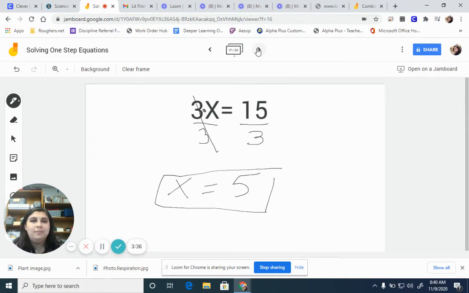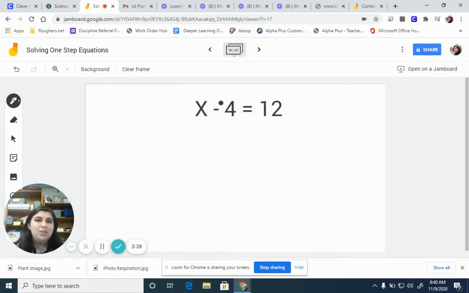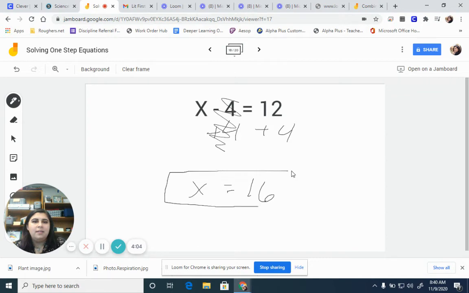Let's try it again, but with a different operation. In this case, we see x minus 4. Well, what's happening to x? It's having a minus 4 attached to it. How do I get rid of a subtracting 4? What's the opposite? Adding 4. So I'm going to add 4 to both sides. That's going to get rid of this. So now it's just x. And 12 plus 4 is going to give me 16. So there we go, 16.